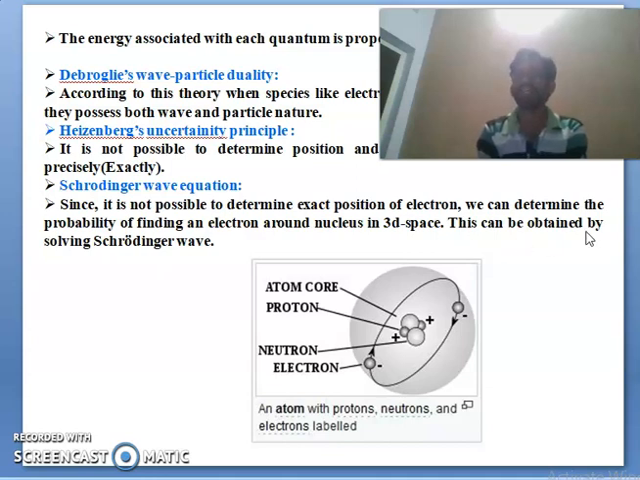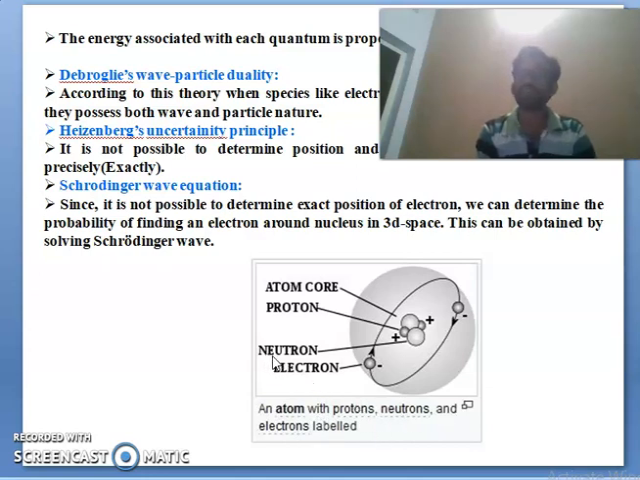These can be obtained by solving this Schrödinger wave equation. You can see the picture of this one. At the center is the neutron, this is the electron, this is the proton, this is the atom core. An atom with proton, neutron and electron labeled here.